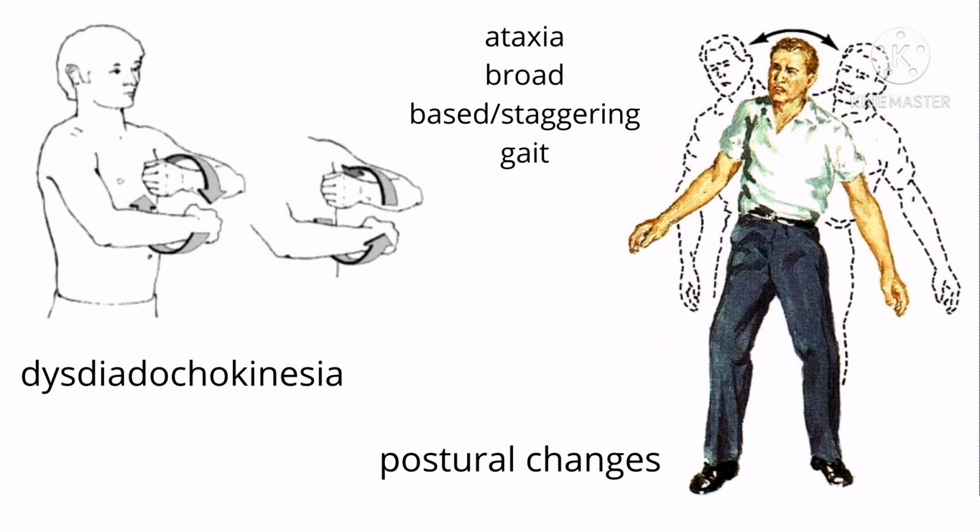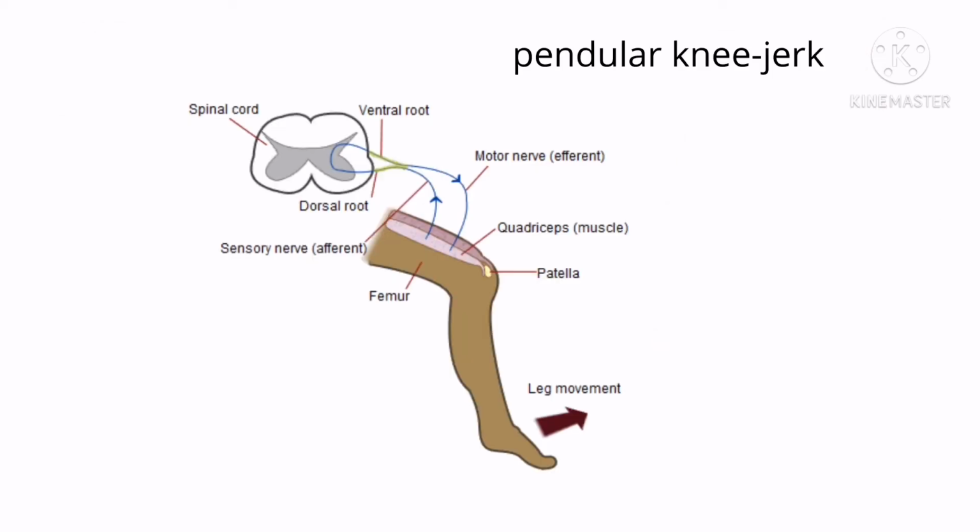Postural changes that may be observed are, on the affected side, the head is rotated and flexed, and the shoulder is lower than normal. When the patellar reflex is done, a pendular knee jerk is seen in which the knee continues to swing in flexion and extension, and this is because the cerebellum loses its control over the stretch reflexes.